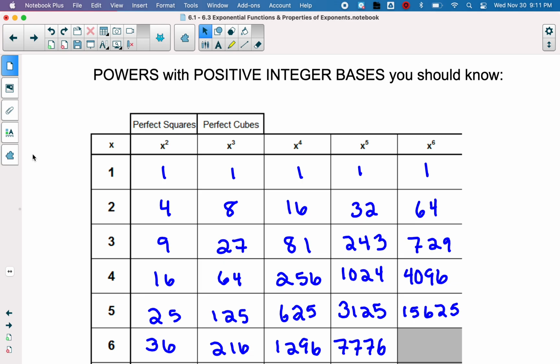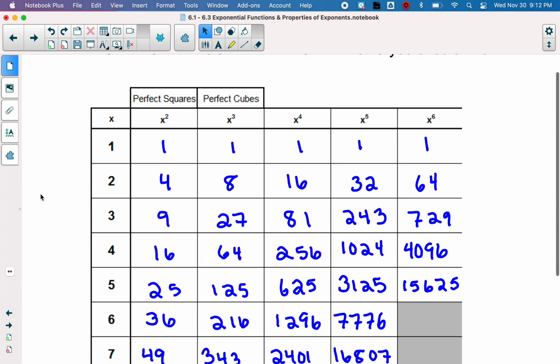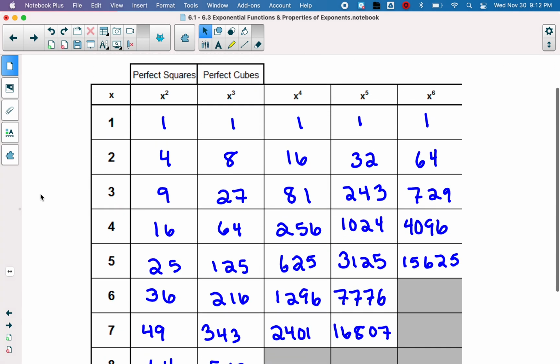Common powers you should start becoming familiar with. They occur often in a math classroom at our level. So there's a table here that highlights the perfect squares, the perfect cubes, and so on up to x to the sixth. And these are ones that you're going to see often. So it's just to get you familiar with them and start recognizing them.